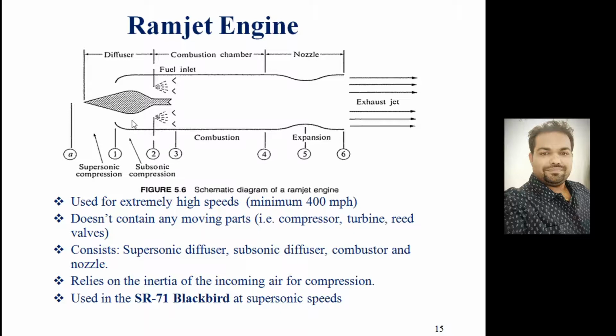It consists of a supersonic diffuser. This is a supersonic diffuser because it is operating at higher speeds, Mach 2 to 4. So first it has to decelerate the flow. When it decelerates the flow, the pressure rises, as per Bernoulli's principle. So here is the supersonic diffuser, then the subsonic diffuser is here.